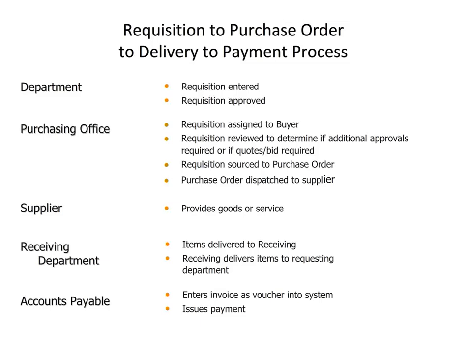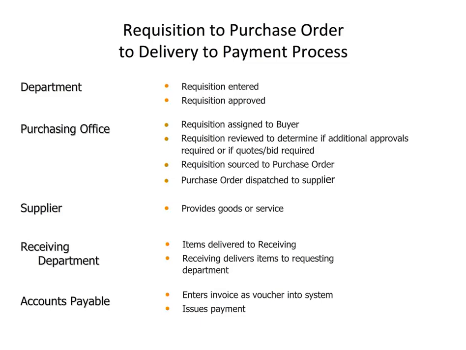Buyers may ask for additional information, documentation, or approvals, and where required or appropriate, may obtain quotes or bids prior to processing the requisition. Once all questions and requirements are addressed, the requisition is sourced to a purchase order which is then dispatched to the supplier. If the supplier accepts the purchase order, the goods or service are provided. Goods are shipped to receiving, which then delivers the items out to the location specified on the requisition.